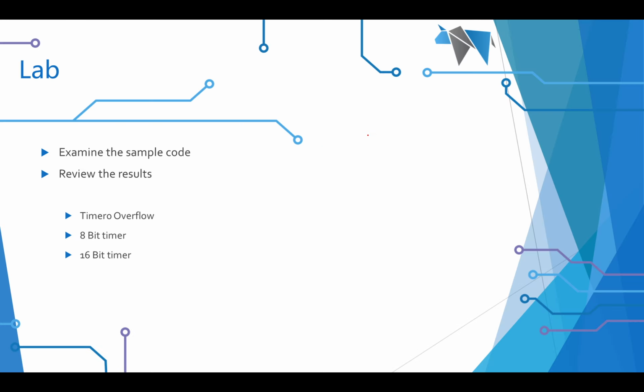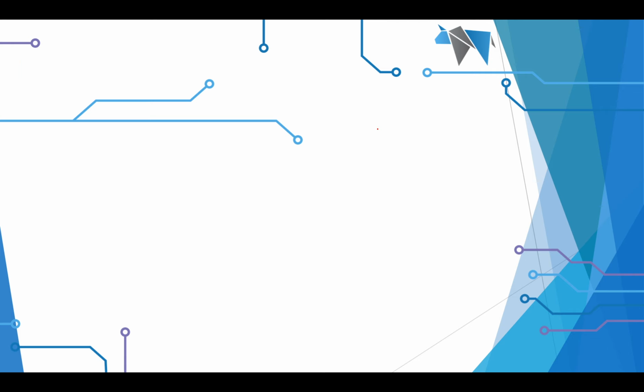Let's look at some sample code, review the results. And we're going to look at 3 different types of timers: timer 0 overflow, an 8-bit timer, and a 16-bit timer, because they are slightly different. But essentially, all we're going to do is increment the LEDs from left to right and just keep up what we've been doing in the past.